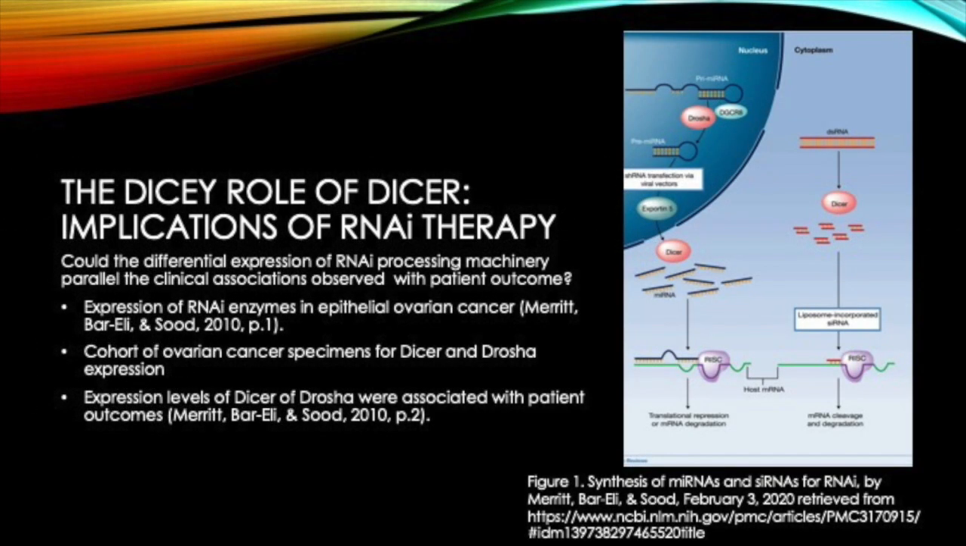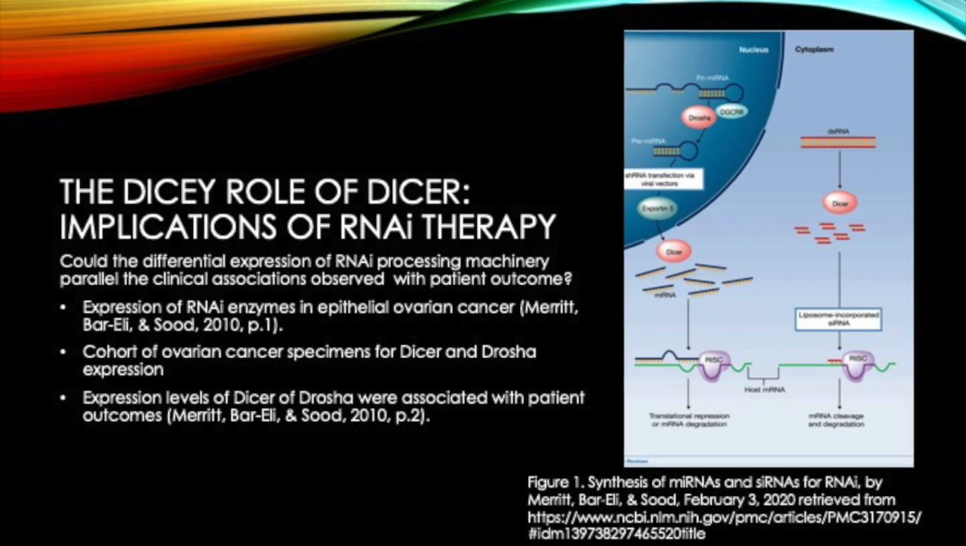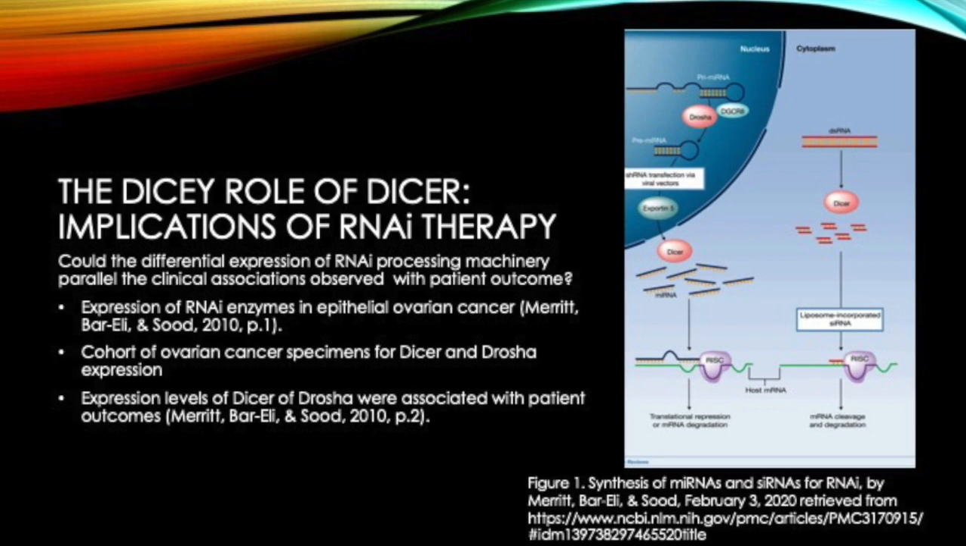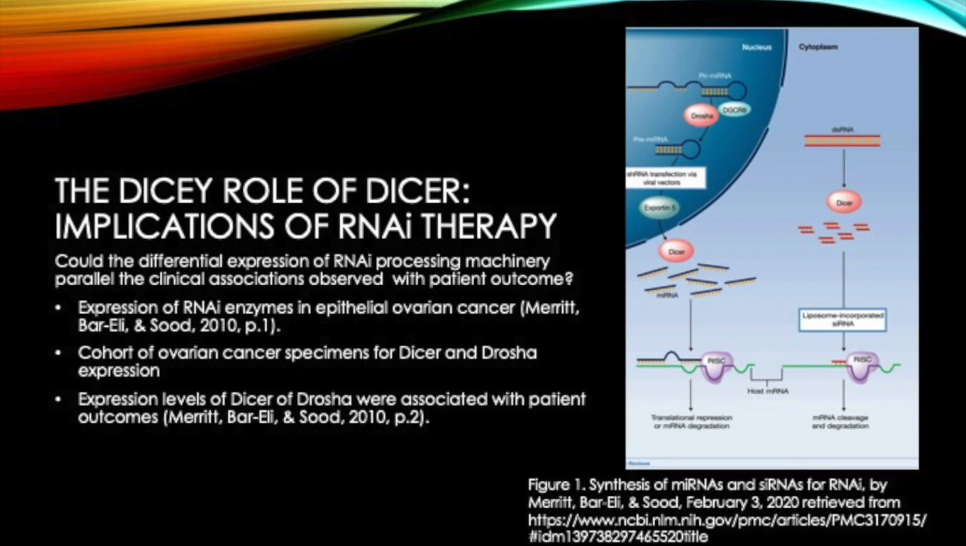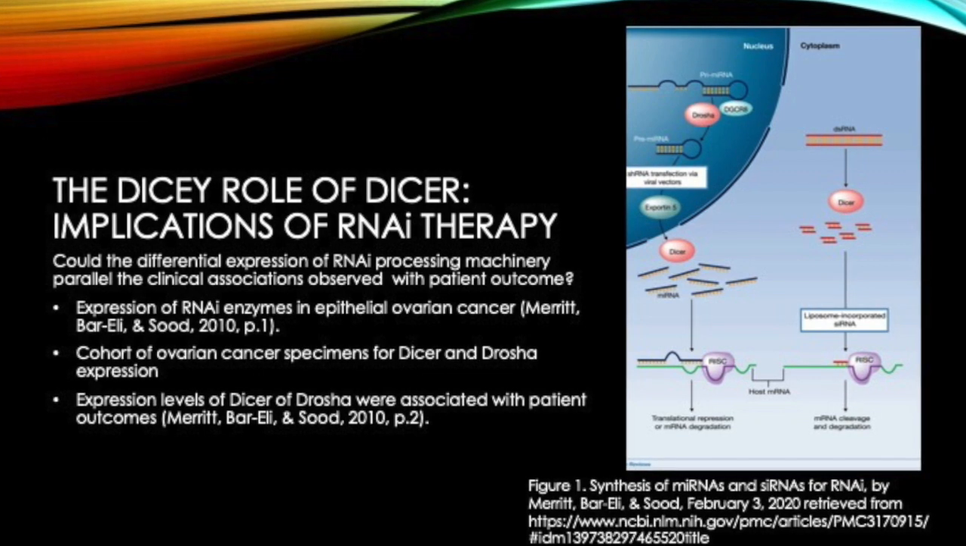The Departments of Gynecologic Oncology and Cancer Biology of the University of Texas MD Anderson Cancer Center developed a study to analyze the role of RNA interference machinery in the pathways of tumorigenesis and cancer biology in epithelial ovarian cancer and how its expression affects patient outcomes. The name of this study is the role of Dicer, implications of RNA interference therapy. To answer this question, a cohort of ovarian cancer specimens for Dicer and Drosha expression were used. And in the study, there was a figure provided to further understand this mechanism.